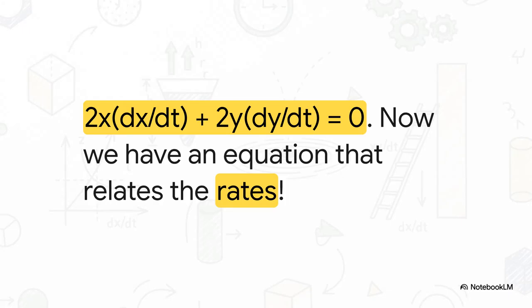And voila! This is what we get. The derivative of x squared becomes 2x times dx over dt. The derivative of y squared becomes 2y times dy over dt. And of course, the derivative of a constant like 100 is just 0. So now, finally, we have an equation that actually relates the speeds themselves.